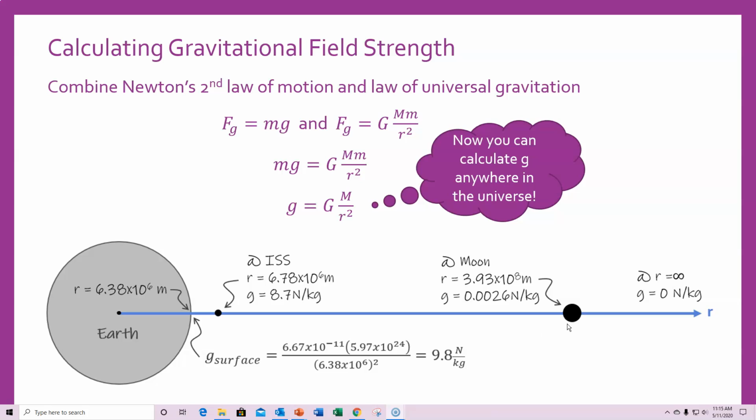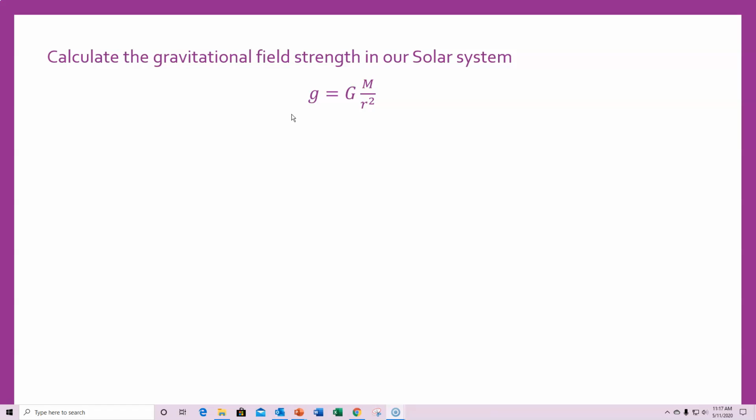We can go all the way out to the Moon, which is 240,000 miles above the Earth's surface, and we can see that the gravitational field strength drops off precipitously. Of course, the gravitational field goes off into infinity, but at a distance of infinity, the gravitational field strength is 0. Let's move on and give you a chance to calculate some gravitational field strengths in our solar system.